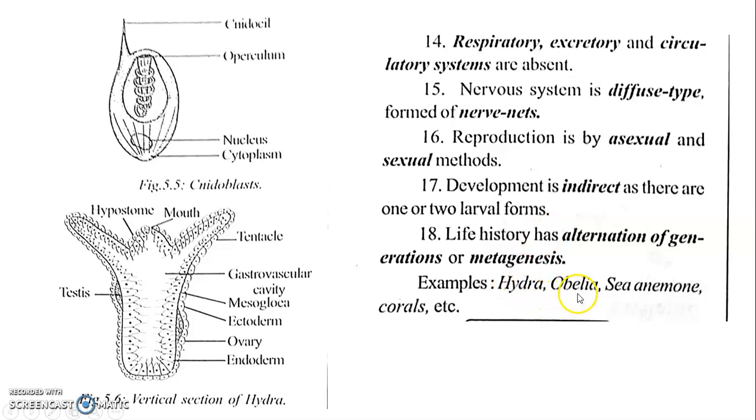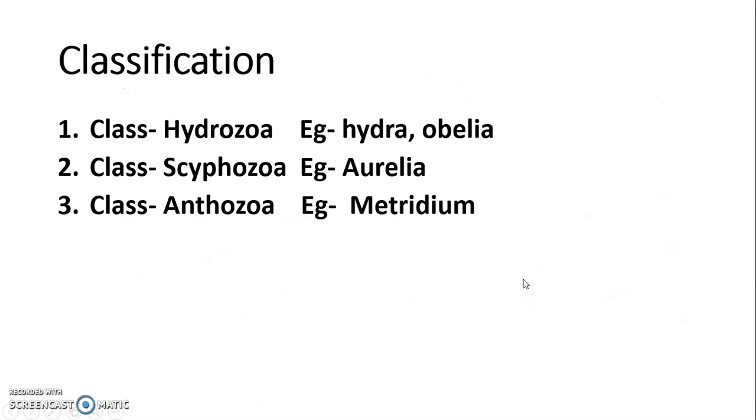Examples: hydra, obelia, sea anemone, corals, etc. These are the examples. This is about the general characters. Next, move to the classification.